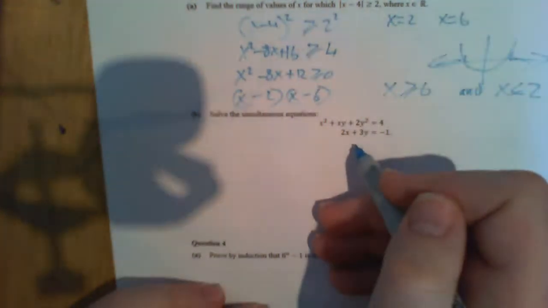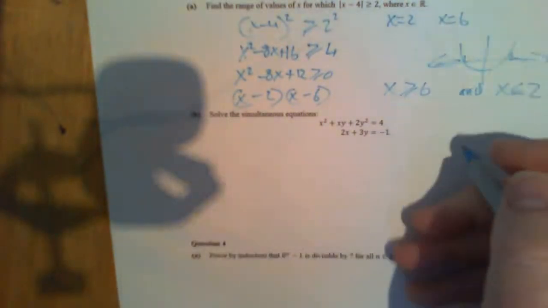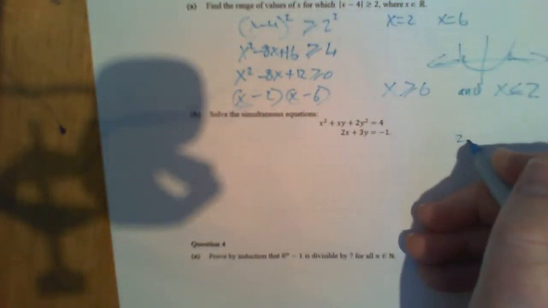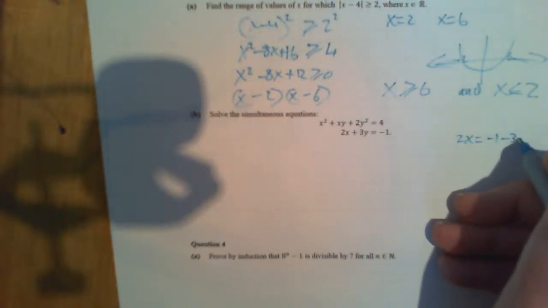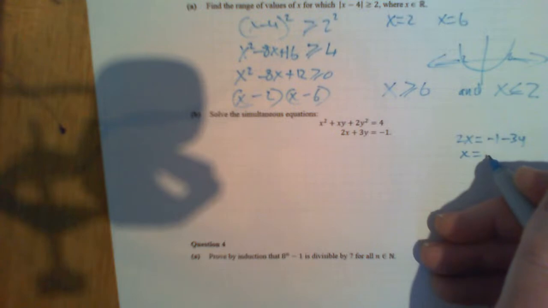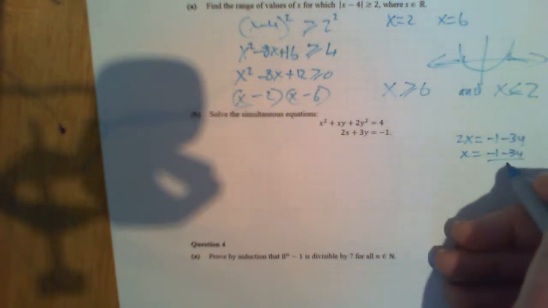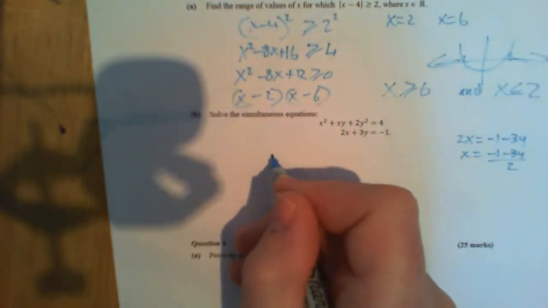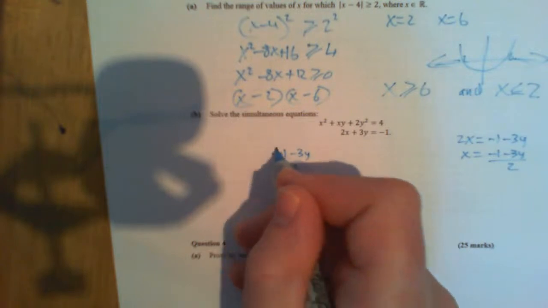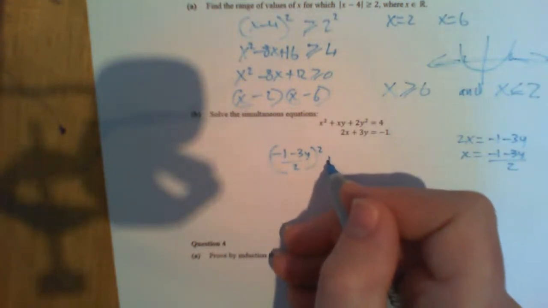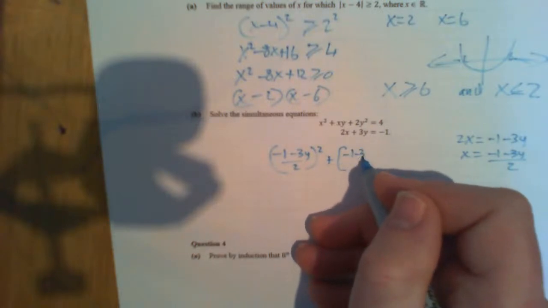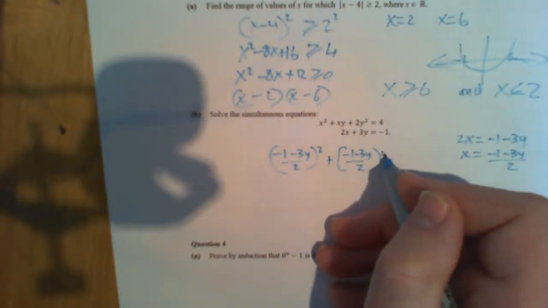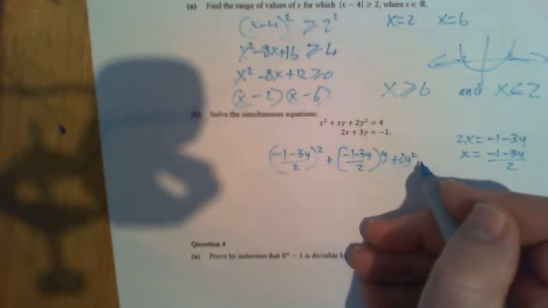Okay, so let's manipulate the second one. So we have 2x equal to minus 1 minus 3y, x equal to minus 1 minus 3y over 2. So at least I have an x. Now I can substitute it back up in here. So I'm going to have minus 1 minus 3y over 2 squared plus minus 1 minus 3y over 2 times y plus 2y squared equal to 4. My God, now this is going to be fun.